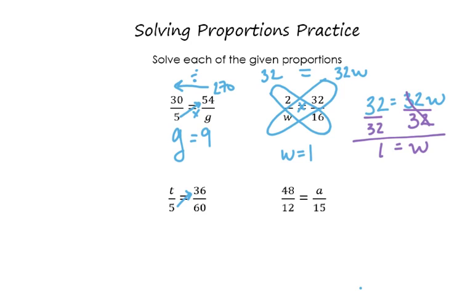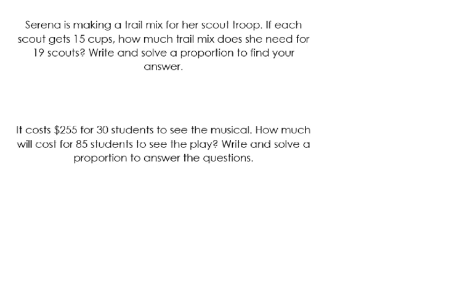So if we cross multiply and divide here, we've got 5 times 36 is 180. Then we divide by what's left over. So divided by 60 would give me a 3. So T equals 3. And then here, if we cross multiply, we'd do 15 times 48, and that would give me 720. Then we would divide by 12, and that would give me A equals 60. These proportions are already set up for you, but these are in word problem form. So these are where the tic-tac-toe and the hashtag method really come in handy.